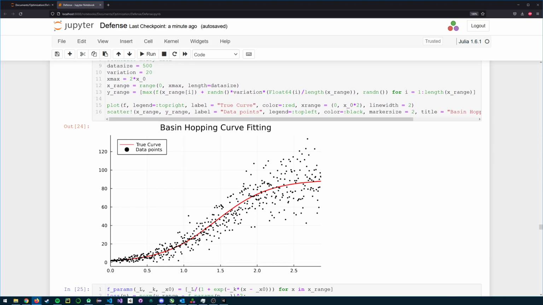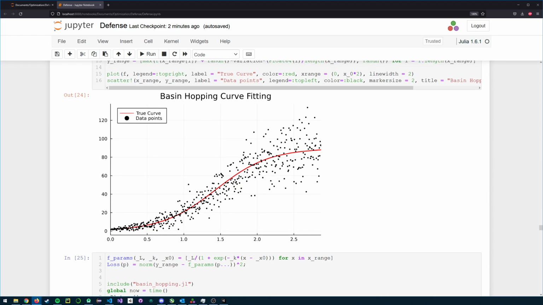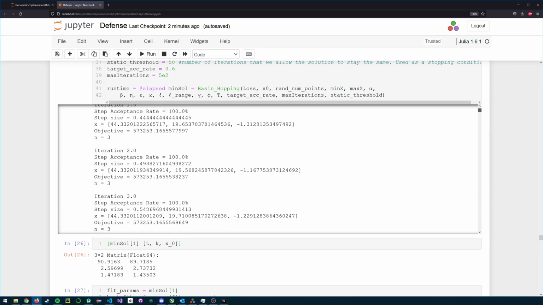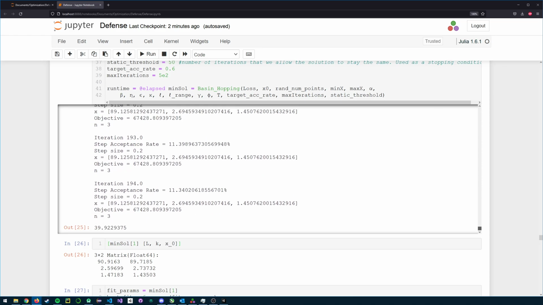And you can see we generate this sort of population spread here, and these data points, red being the true curve. And then we solve it with our basin hopping implementation here. Let's see how long that took. Let me scroll to the bottom. Quite a long time, actually.